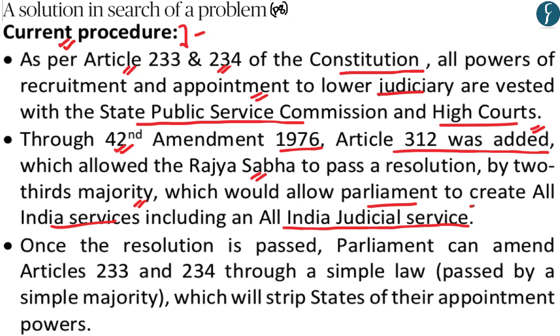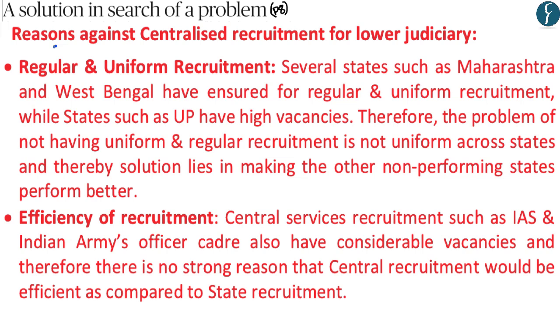And so for a centralized recruitment through All India Judicial Services, the Parliament would need to amend Article 233 and Article 234, which will remove the power of the states for appointment of lower judiciary and then give the power of appointment of judges of the lower judiciary to the central government. However, the current procedure is that under Article 233 and 234, the recruitment and appointment to lower judiciary are vested with the State Public Service Commission and High Courts. And only if both of these articles are amended by the Parliament of India can an All India Judicial Services be created.